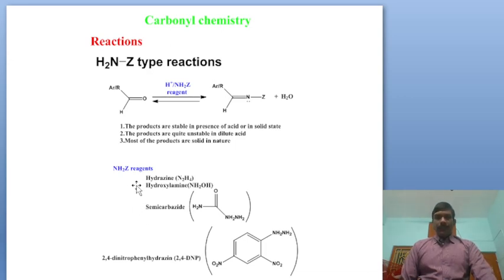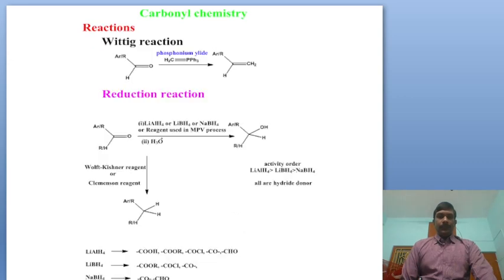The NH2Z type reagents are hydrazine, N2H4, hydroxylamine, NH2OH, the semicarbazide reagent NH2CONHNH2, and 2,4-dinitrophenylhydrazine or 2,4-DNP. This is the structure of 2,4-DNP. These are four prominent NH2Z type reagents in carbonyl chemistry.